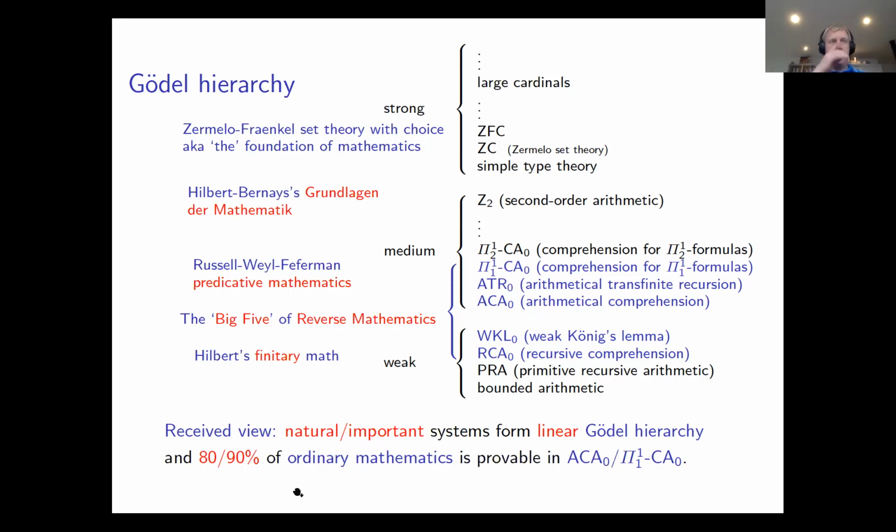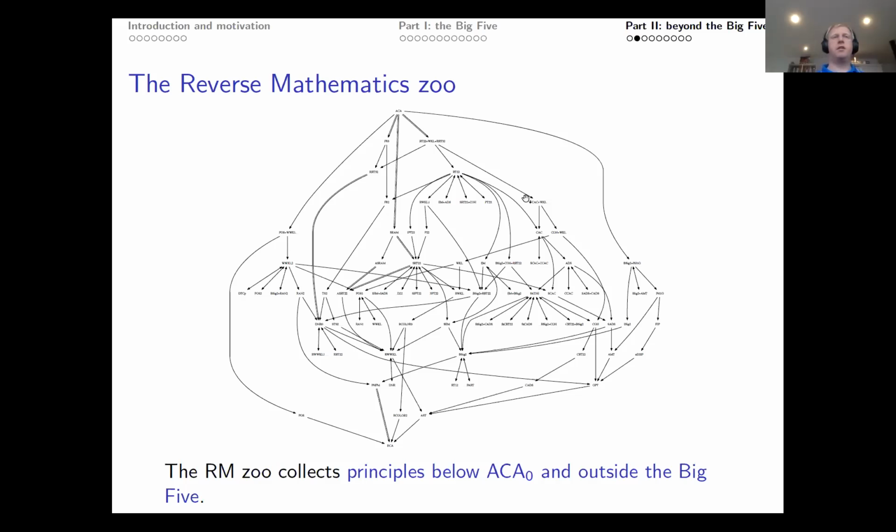So let's take a look at the reverse math zoo. So yeah, part 2 is called Beyond the Big Five. Now this ZFC is obviously beyond this big five. And here we have a picture of the reverse math zoo, at least one that I could fit. Collect principles below ACA0, so ACA0 is up here. And there's all sorts of stuff all over the place. It's outside of the big five.